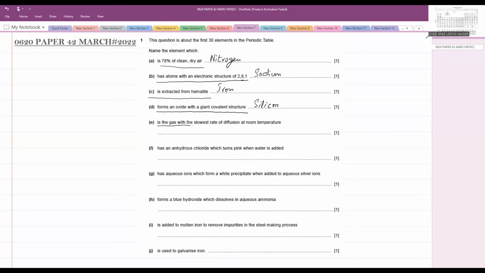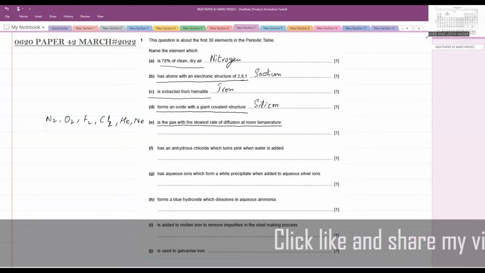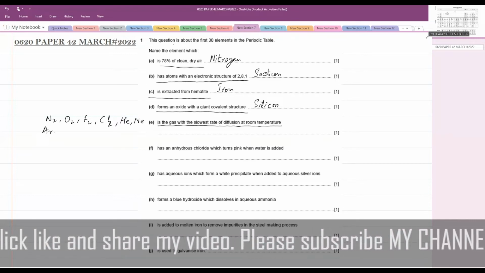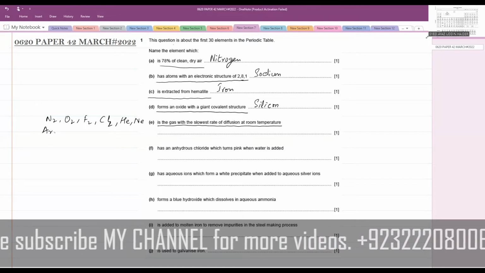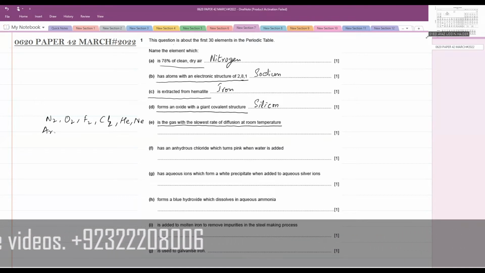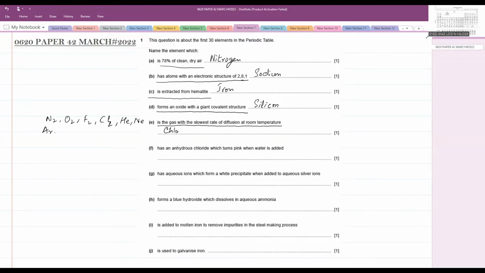E is a gas with the slowest rate of diffusion at room temperature. Recall all the gases from the first 30 elements, and these will be N2, O2, F2, Cl2, He, Ne, and Ar. Now calculate their relative molecular mass and atomic masses. You will find that chlorine will be the one with the highest mass, which means that it is the gas with the slowest rate of diffusion. I will do the calculation for Cl2. Its Ar is 35.5. Multiply by 2, you will get 71.